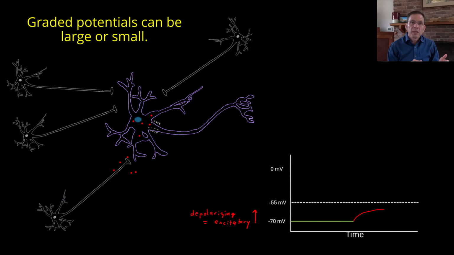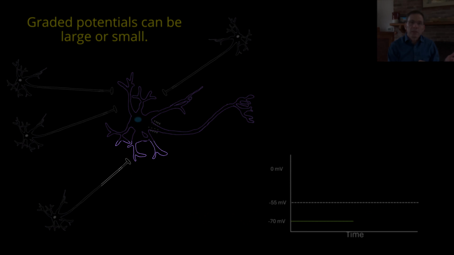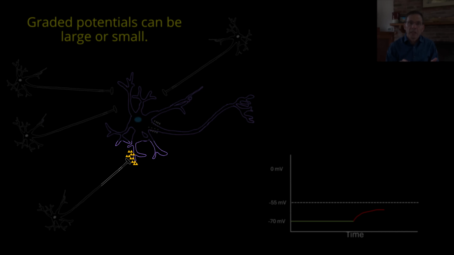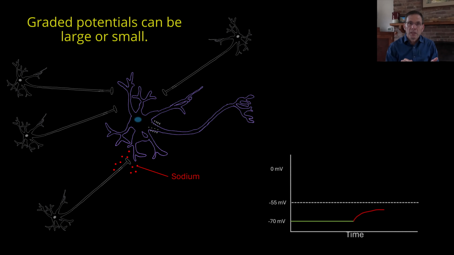One neurotransmitter that's often excitatory is called glutamate. Imagine this presynaptic neuron releases only a little bit of glutamate. Only a few ion channels will open, and there'll be a small change in voltage down at the axon hillock. But if the presynaptic neuron releases a lot of glutamate, a lot of ion channels will open, and there'll be a larger change in voltage at the axon hillock. So this graded membrane potential can be large or small depending on the amount of neurotransmitter that's released.